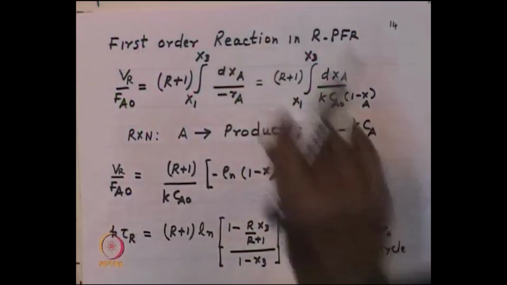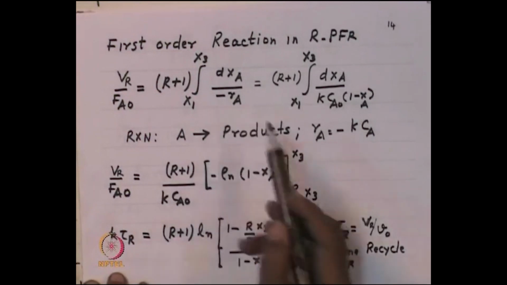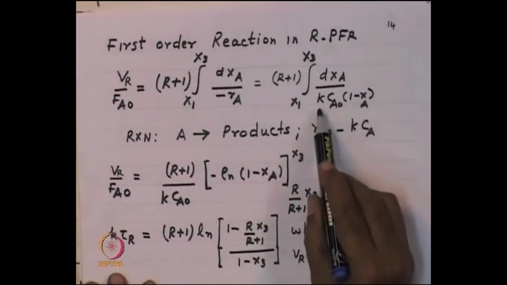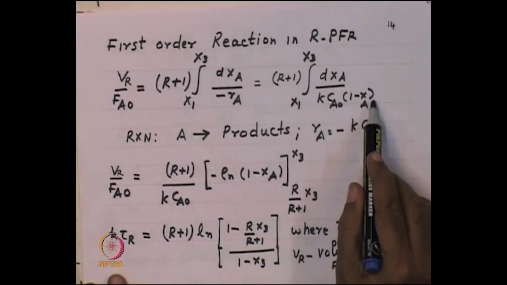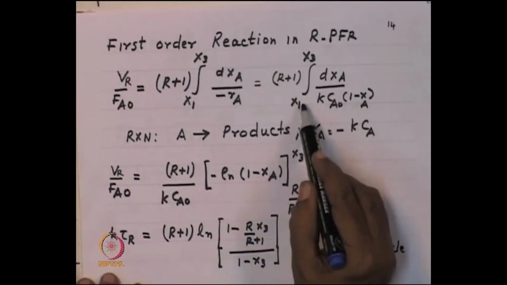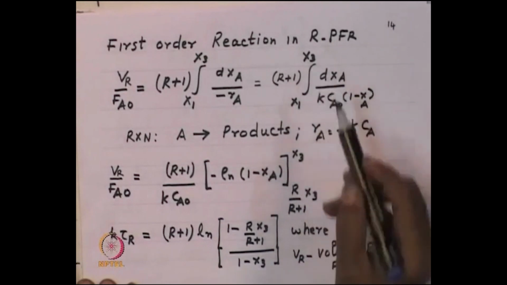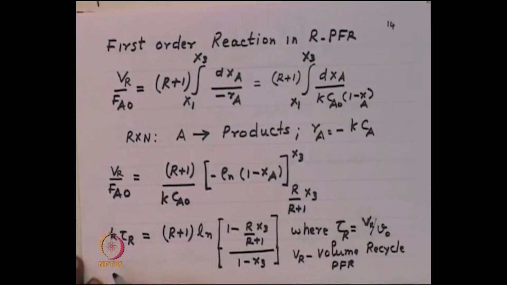Now, let us just see quickly how a first order reaction behaves, let us say you conduct a first order reaction in a recycled plug flow reactor. So, what is our design equation? Here, I have replaced minus R_A by a first order representation, which is k times C_A0 times (1 minus x_A), correct. So, x1 is R by R plus 1. I have just integrated and put them down. Therefore, this is our integrated form of the design equation for plug flow recycle with a first order reaction with recycle ratio R.